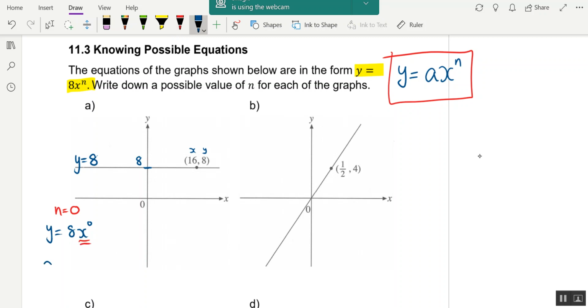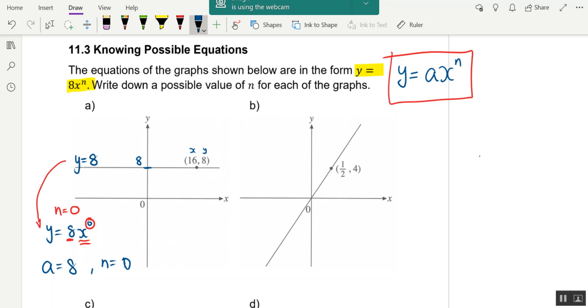Alright, and then there we have it. A is equal to 8 and n is equal to 0, because this is a and this is the n. So y equals 8 is the same as y equals 8 with the x to the power of 0 there.